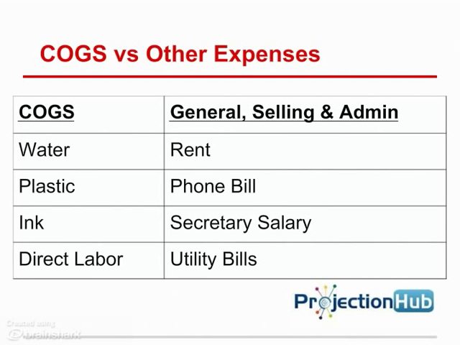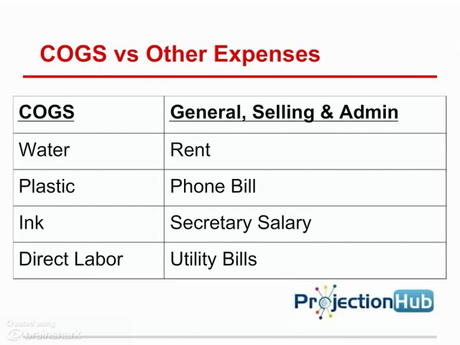Now let's look at an example product business. Let's say your company sells water bottles. Now, the cost of goods sold would include the raw materials that it takes to produce the water bottle. So we'd have, of course, water, plastic, and then ink for the label. That would be your raw materials. Then we'd add in the direct labor that's attributed to producing the water bottles.